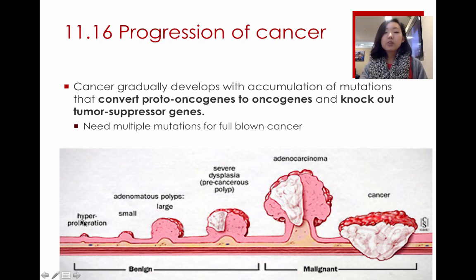And you can see that you start off with just a few cells that are mutating in a way that they shouldn't, but eventually you can lead to very severe forms of these tumors, which eventually become malignant, or which becomes cancer. And that's just because there are a lot of mutations.